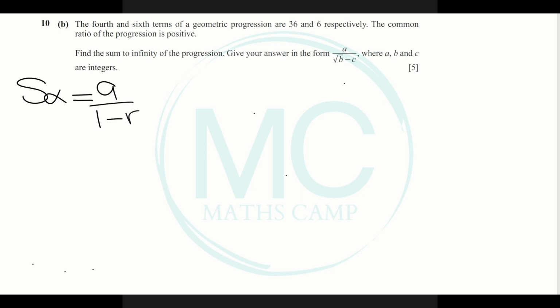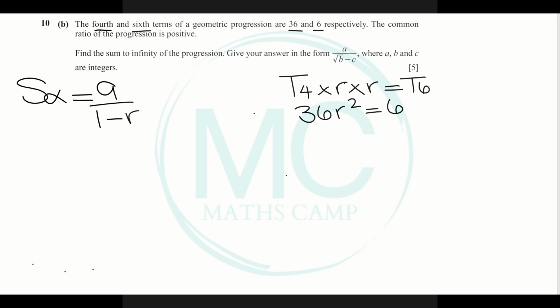Now, the question tells us that the fourth term is 36 and the sixth term is 6. And we know that if we take the fourth term in a geometric progression and we multiply by r, we get the fifth term, multiply by r again, and we get the sixth term. The fourth term is 36, multiplied by r again, which means we multiply by r squared, is going to be equal to 6. And now we can find the value of r. So we can say r squared is equal to 6 over 36. Simplify, and we get 1 over 6.